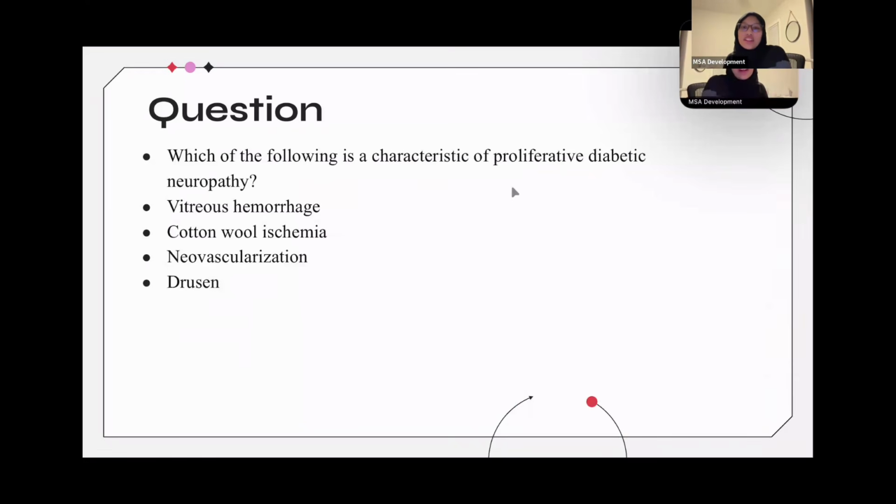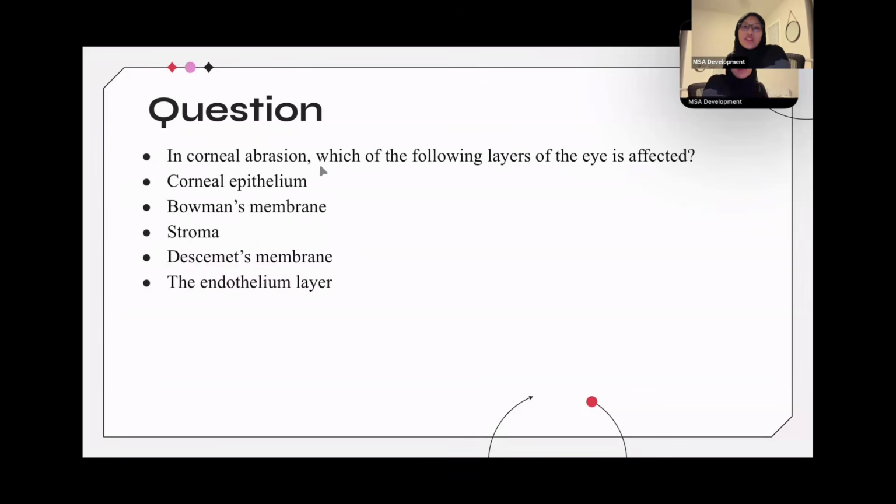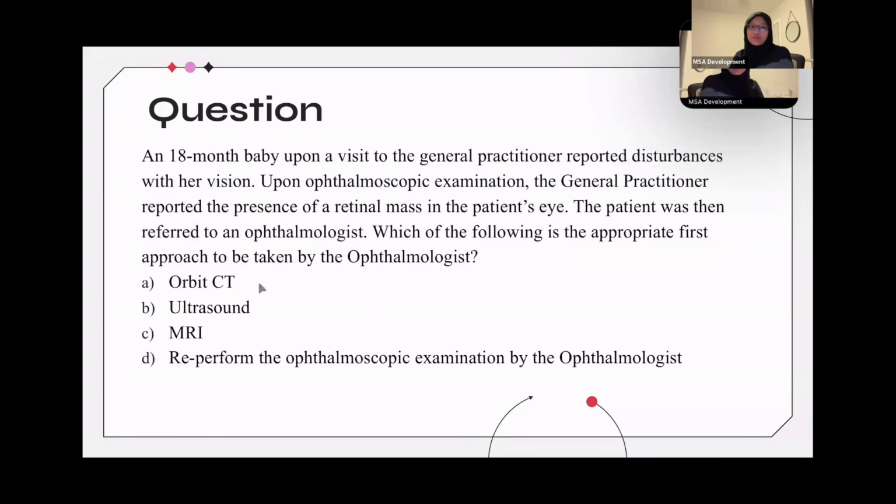Which of the following is a characteristic of proliferative diabetic retinopathy? Proliferative is the one with new blood vessels, so neovascularization. Drusen is for macular degeneration. Cotton wool is hypertension. Vitreous hemorrhage is something else, which is non-proliferative, or it can be caused by other things. In corneal abrasion, which of the following layers of the eye is affected? There are 5 layers of the cornea. Abrasion is only the first layer. The rest is ulcer, corneal ulcer.